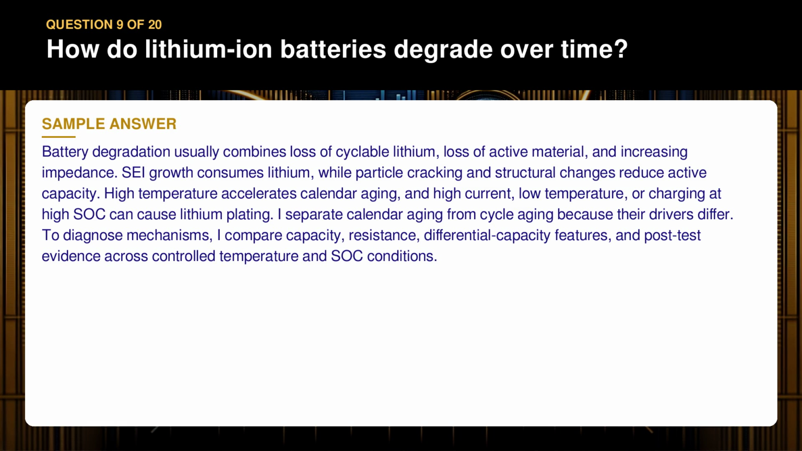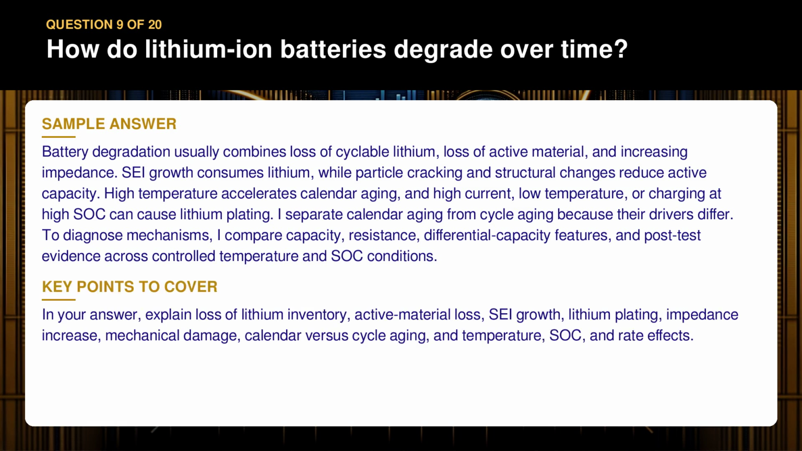High temperature accelerates calendar aging, and high current, low temperature, or charging at high SOC can cause lithium plating. I separate calendar aging from cycle aging because their drivers differ. To diagnose mechanisms, I compare capacity, resistance, differential capacity features, and post-test evidence across controlled temperature and SOC conditions. In your answer, explain loss of lithium inventory, active material loss, SEI growth, lithium plating, impedance increase, mechanical damage, calendar versus cycle aging, and temperature, SOC, and rate effects.